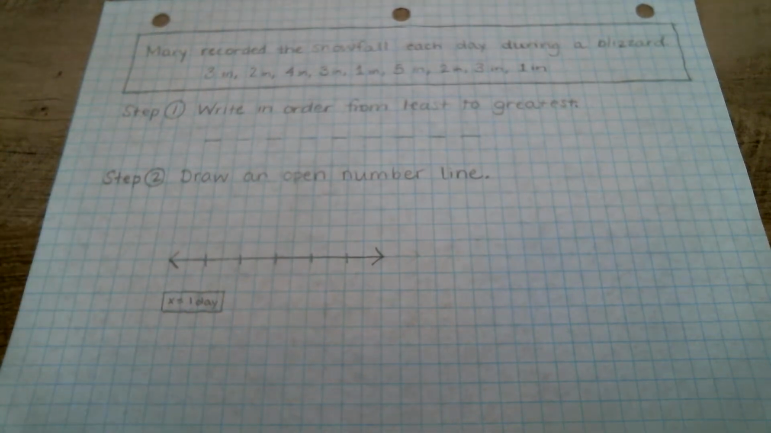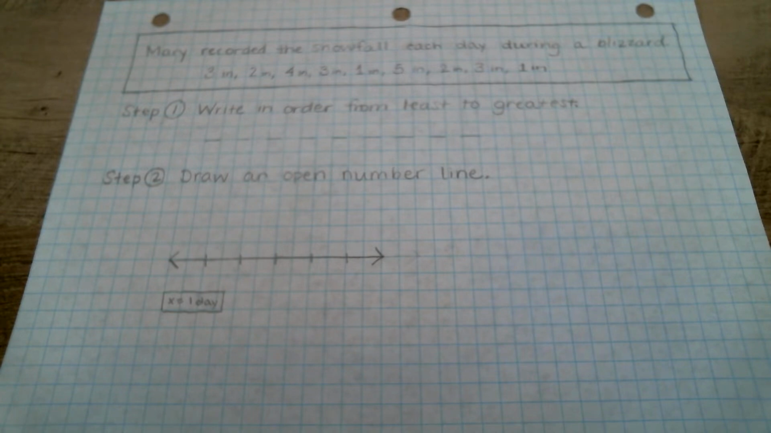Okay, so we're going to take a look at how to do a line plot. Okay, so if we have the scenario, Mary recorded the snowfall each day during a blizzard. So she recorded 3 inches, 2 inches, 4 inches, 3 inches, 1 inch, 5 inches, 2 inches, 3 inches, and 1 inch over the 9 days of this blizzard.